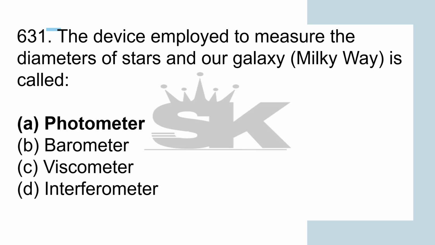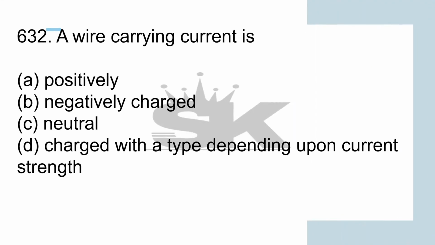A wire carrying current is, a current carrying wire has free electrons which are moving and hence cause the current to flow. But there are equal positive ions present in the wire which form the resistance and hence a wire carrying current is electrically neutral. So the answer is neutral.